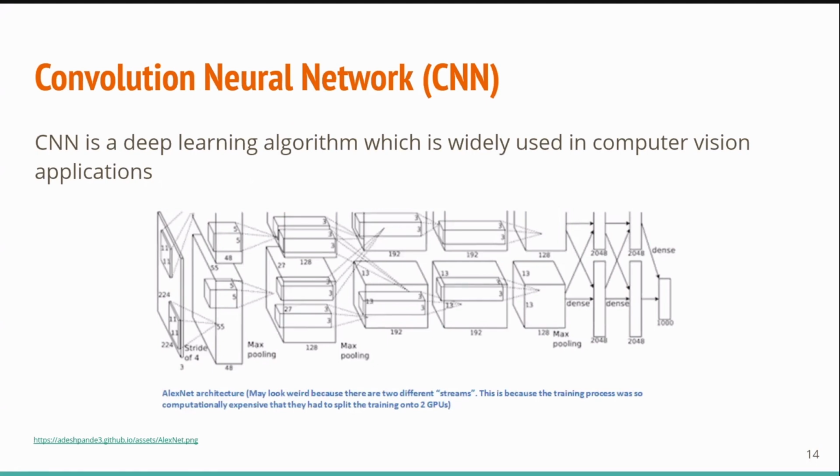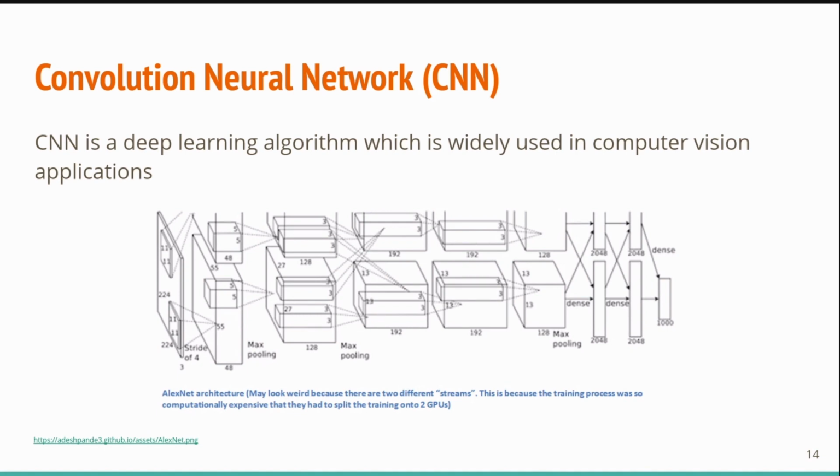CNN, or convolutional neural network, is a kind of deep learning algorithm which became famous with the introduction of AlexNet in 2012 after it won ImageNet. That was the turning point of computer vision. From that point onwards, plenty of research work was done and a lot of convolutional networks were introduced. And this is the first paper which really made a breakthrough in computer vision.